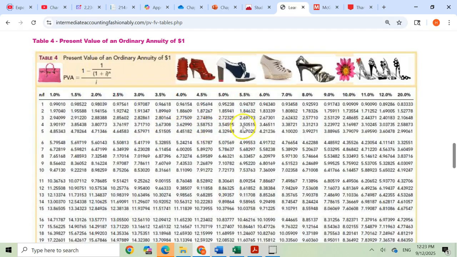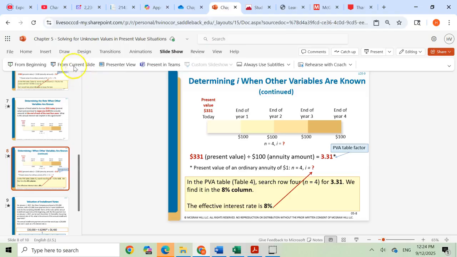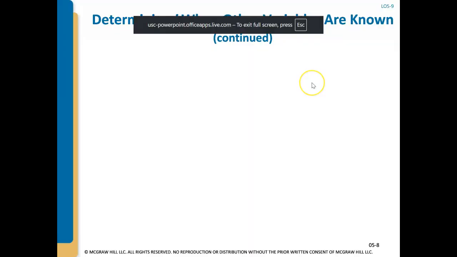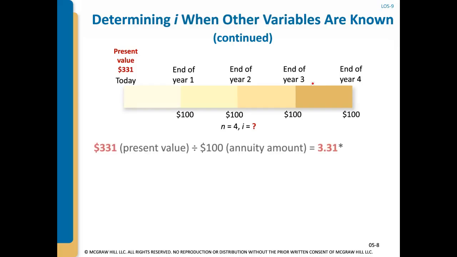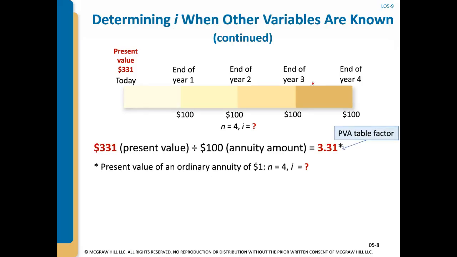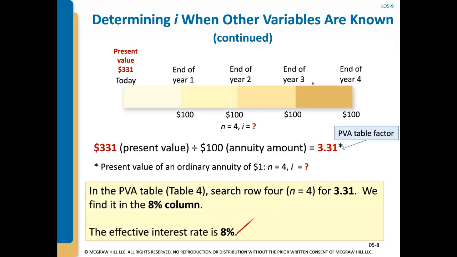So I go here, I can see that they're going down and down, and here at 8%, I have 3.31213, which is 8%. So let's just go back here. That's the closest to the 3.31. And so I say that my interest rate is 8%. You know, when you take out the decimals, maybe it's 8.042, but essentially it's 8%.